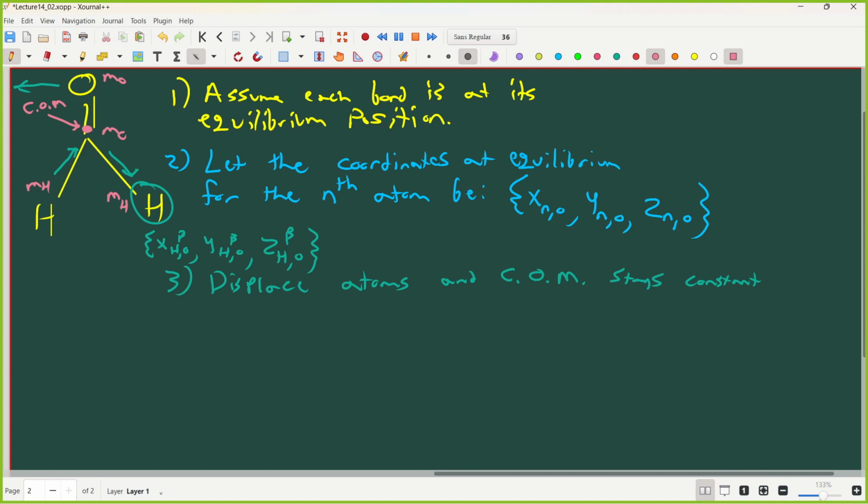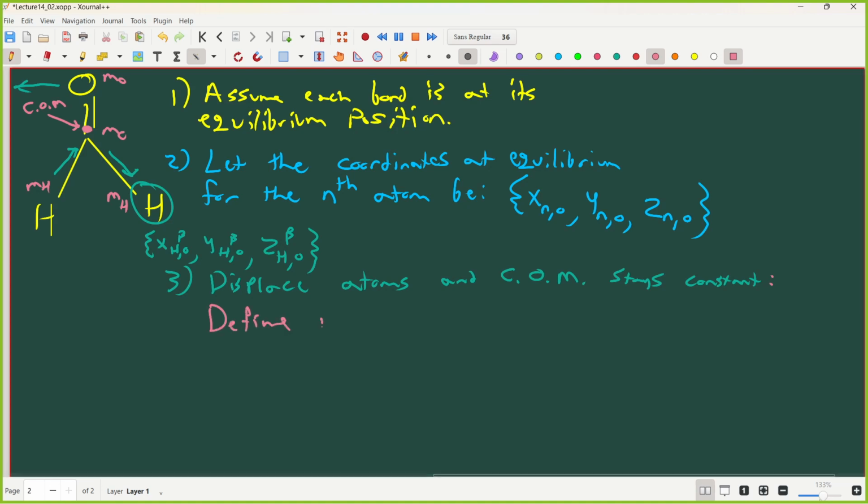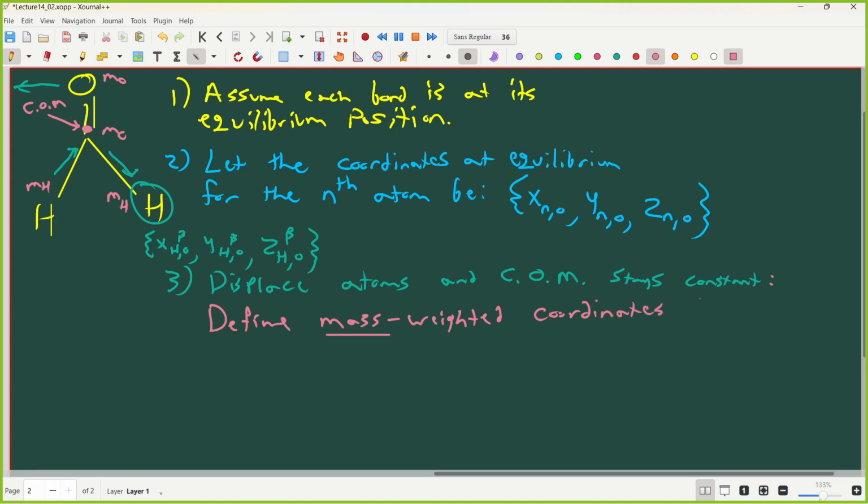Okay, so if I stretch the two hydrogen atoms down away from the center of mass, the oxygen has to go up, equal and opposite based on its mass. So if we stretch the bonds, then the oxygen also has to move symmetrically with the hydrogens to compensate for that. And so in order to show this, we define what are called mass weighted coordinates for displacement.